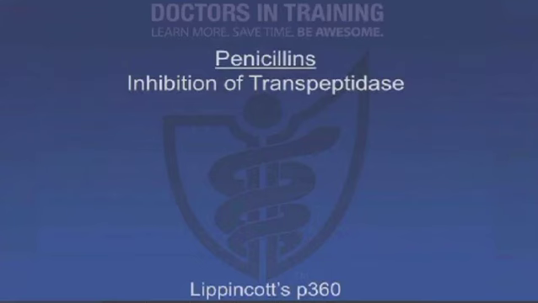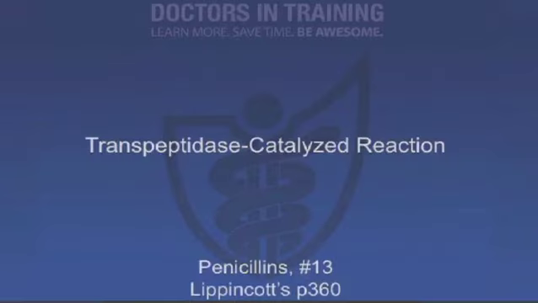All right, let's talk a little bit about the inhibition of transpeptidase. Some penicillin binding proteins catalyze the formation of cross linkages between the peptidoglycan chains. And penicillins inhibit this transpeptidase catalyzed reaction and therefore hinder the formation of these crosslinks, which is really central to the integrity of the cell wall.